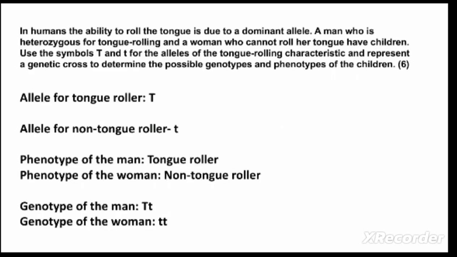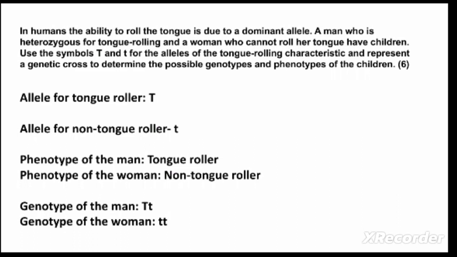In humans, the ability to roll the tongue is due to a dominant allele. So the characteristic here is tongue rolling, right? They've just spoken about the ability to roll the tongue. I told you a characteristic has two sides. The first side is being able to roll the tongue. The second is not being able to roll the tongue. So let's call being able to roll the tongue roller, and not being able to roll the tongue non-tongue roller.